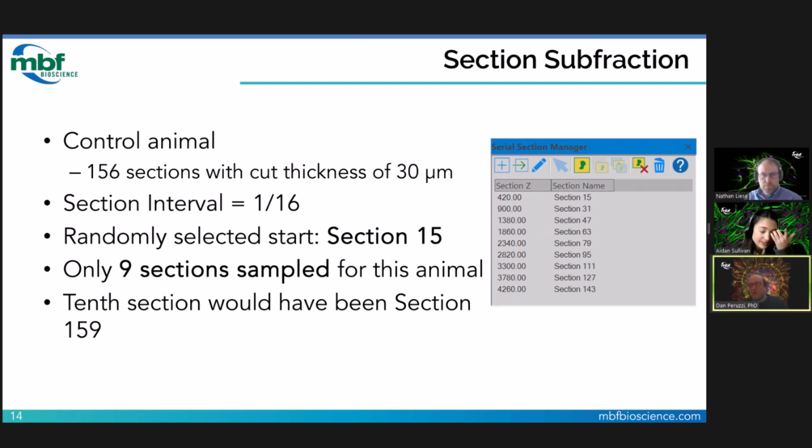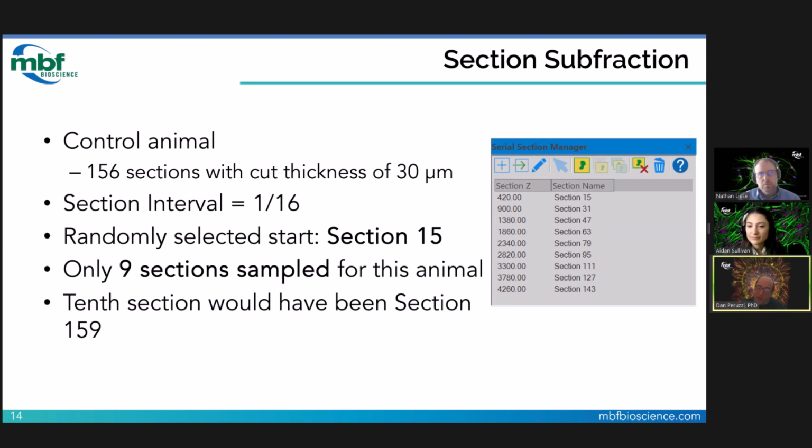Yeah, a lot of scientists think about keeping things constant, and so they get a little bit worried that we're not using 10 sections for every animal, but we are keeping something constant. What we're keeping constant is the interval. Every 16th section is what we're using. That needs to be constant for the formula when we extrapolate the section subfraction. 1 divided by 1 over 16 is 16. So we're multiplying by 16. So you are keeping that constant. That's the thing we want to keep constant.